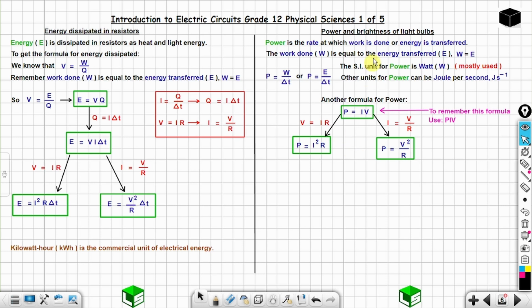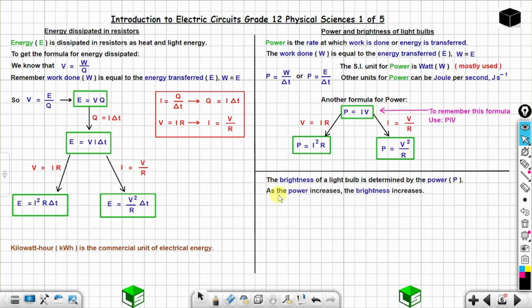Now about the brightness. The brightness of a light bulb is determined by the power. As the power increases, the brightness increases. You have to know that the above applies to incandescent bulbs only.